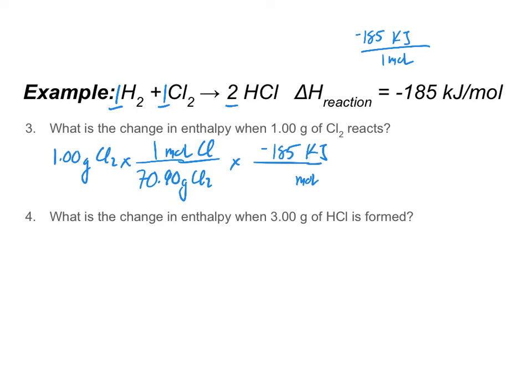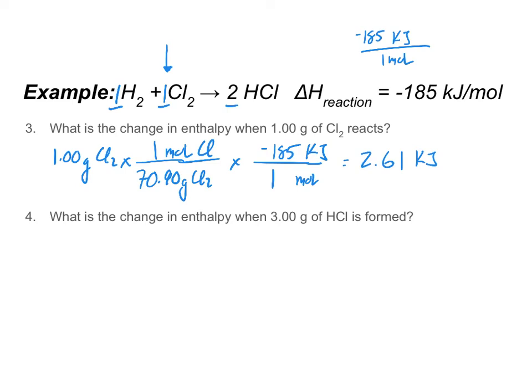But the issue is that in this particular reaction, the balanced chemical equation does tell me that this would be 1 mole. So when I plug this into my calculator, I take 1 divided by 70.90 times negative 185, and I get something like 2.61 with 3 sig figs, so 2.61 kilojoules of enthalpy or energy.